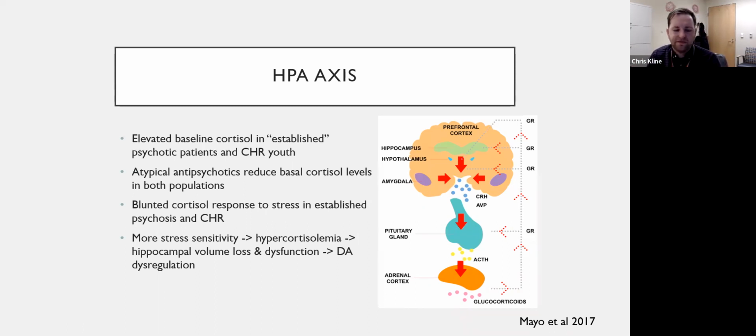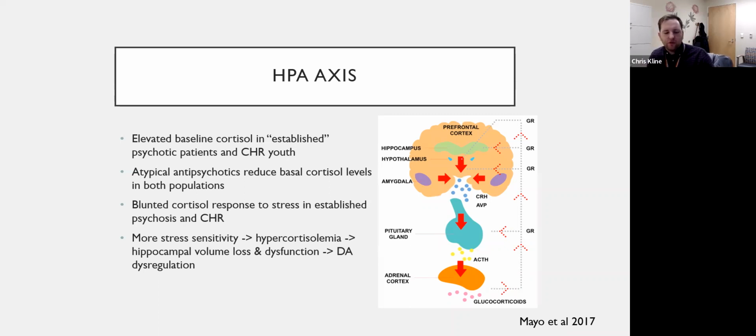So while there's some conflicting evidence, the general consensus seems to be that in patients with psychosis, we see elevations in baseline cortisol levels. Antipsychotics appear to reduce these levels. And in addition to an elevated baseline of cortisol, we also see blunted cortisol response to stress.